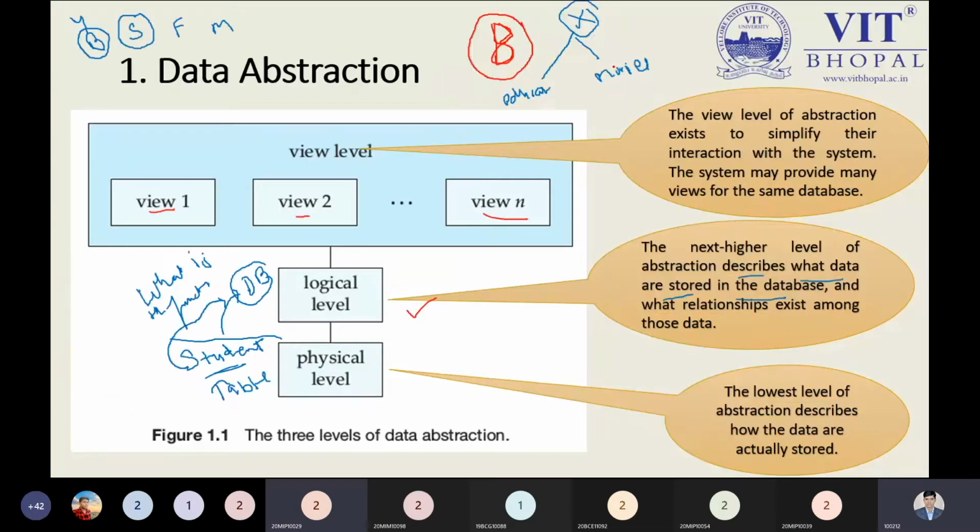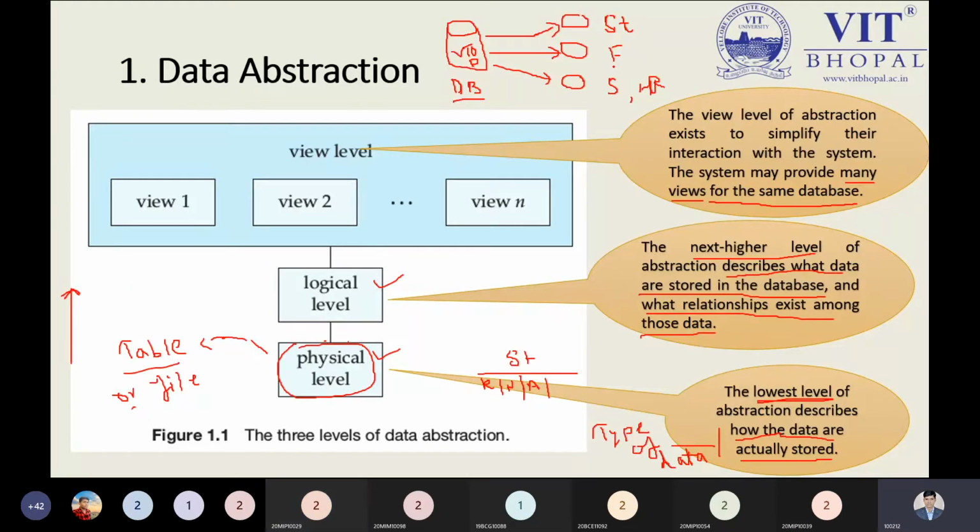So I'm repeating one thing in summary: the physical level will be one, the logical level will be one, but the view level could be many for a data set. Please keep in mind, I'm not talking about the entire data; there will be one data set. Okay, so that is the point. Now, talking about instance and schema, this is the second point.